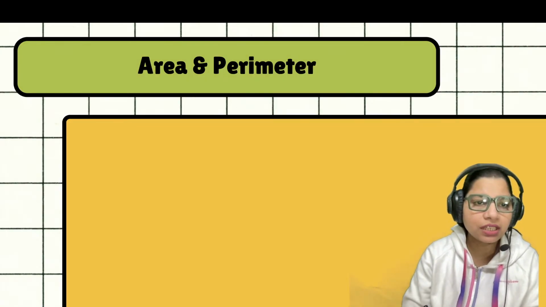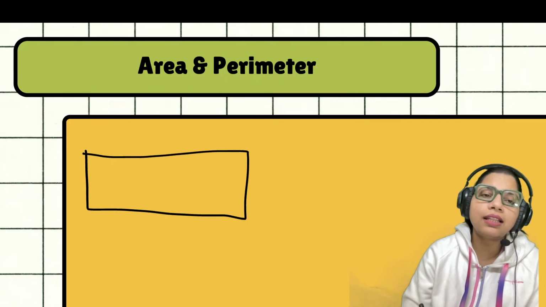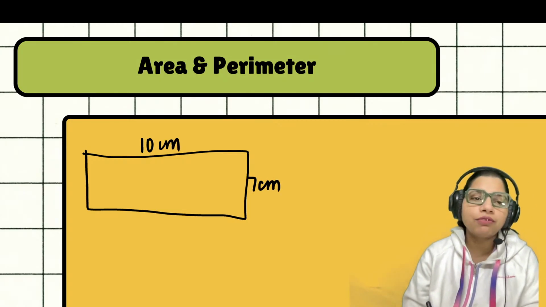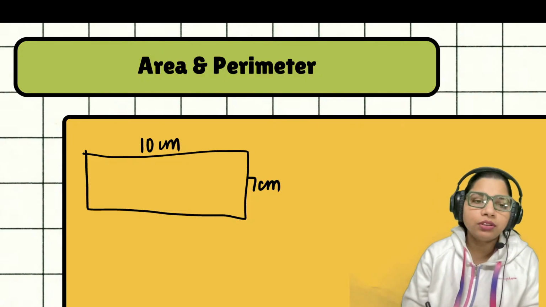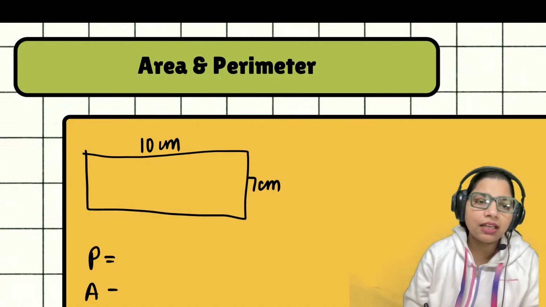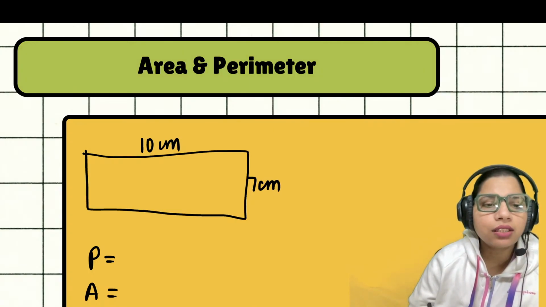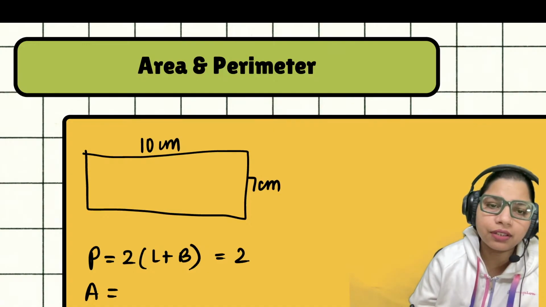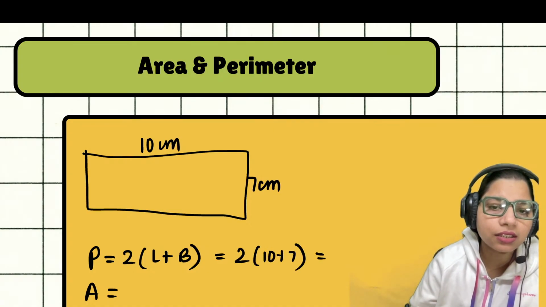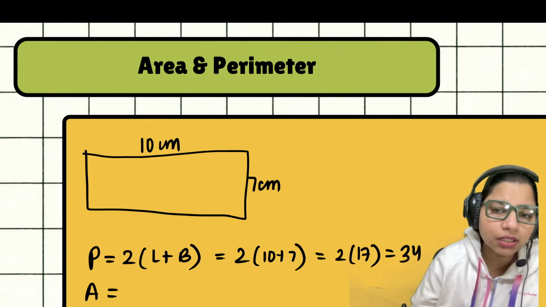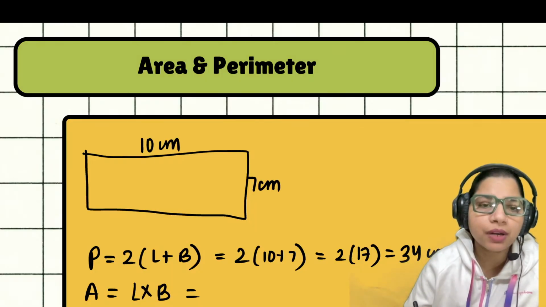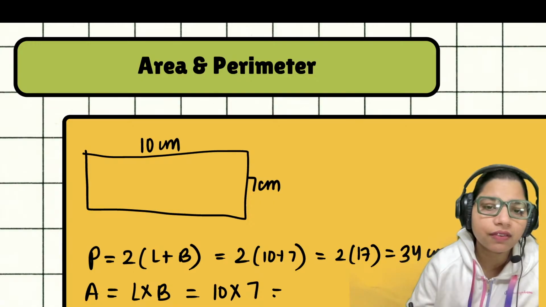So if the question comes where you have a rectangle where length is maybe 10 centimeters and the breadth is 7 centimeters, and we have to find the perimeter, the area, and the sum of the perimeter and area. So what's the perimeter? Perimeter is double of the sum of length and breadth. Double of 10 plus 7, that is 17. Double of 17 is 34 centimeters. When we talk about the area, it will be length times breadth, 10 times 7. That gives us 70 squared centimeters.